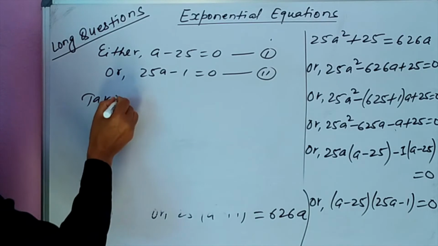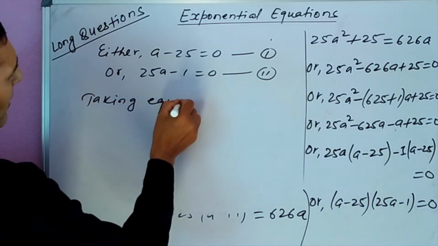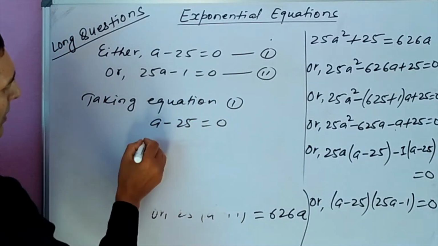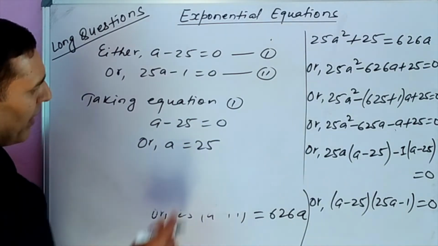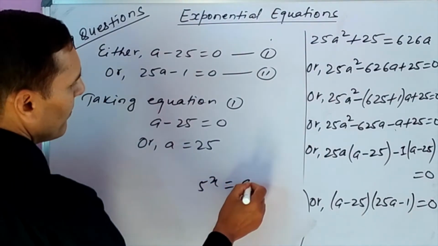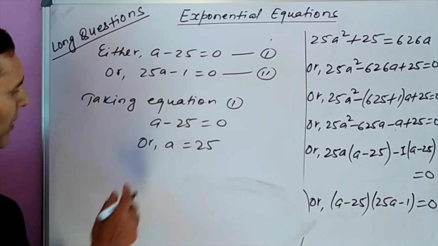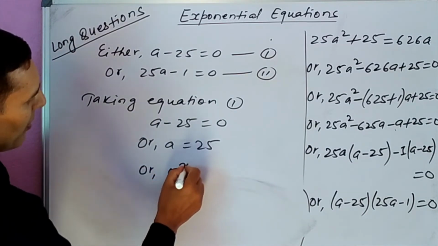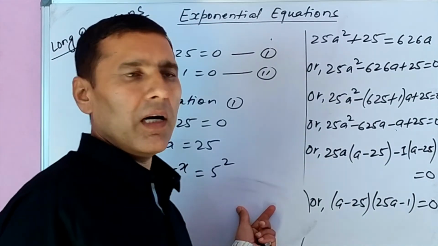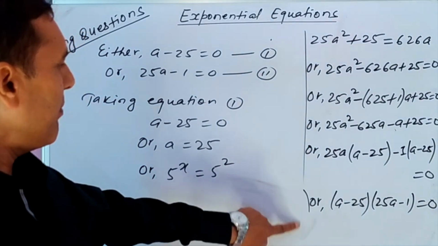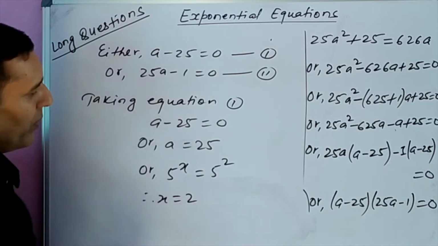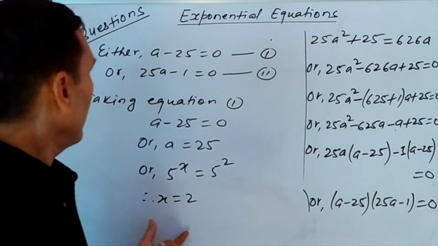So taking equation 1, we get a minus 25 is equal to 0, or a is equal to 25. What is a? We have supposed a for 5 to the power x. So a is 5 to the power x. We replace the value of a here now: 5 to the power x, and this 25 is 5 square. Now we have the same base 5 on both sides. After having the same base, we know that the exponents can be equated. Therefore, x is equal to 2. This is from the first equation.